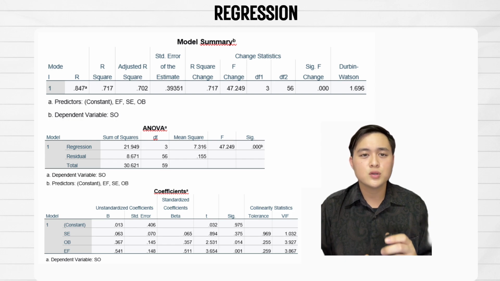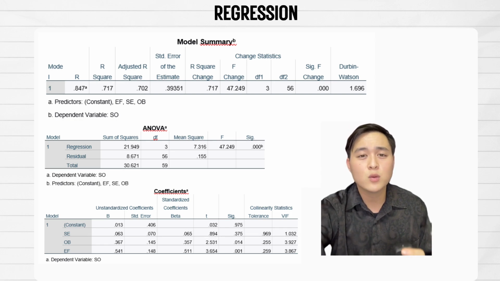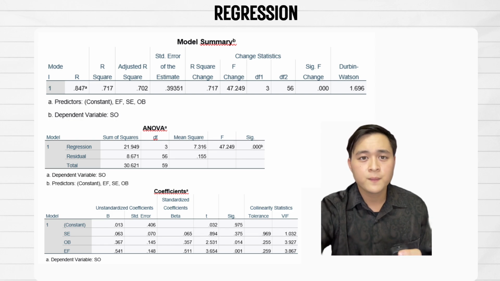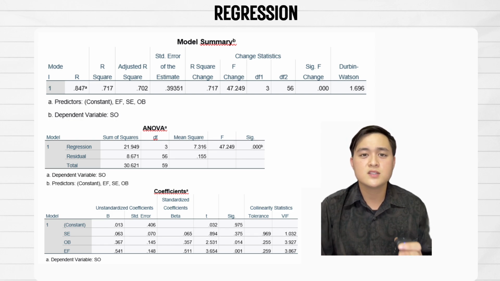The ANOVA table shows that the model explains a significant portion of the variance in the SO. The regression sum of squares is 21.949 compared to a total sum of squares of 30.621, with a mean square of 7.316 for the regression and 0.155 for the residuals. The F statistic of 47.249, with p less than 0.001, confirms the strong predictive power of EF, SE, and also the OB.